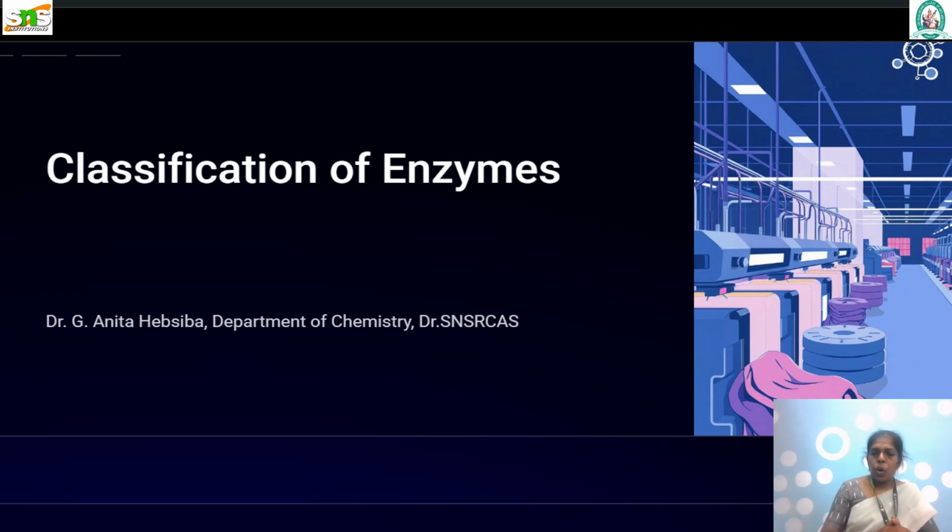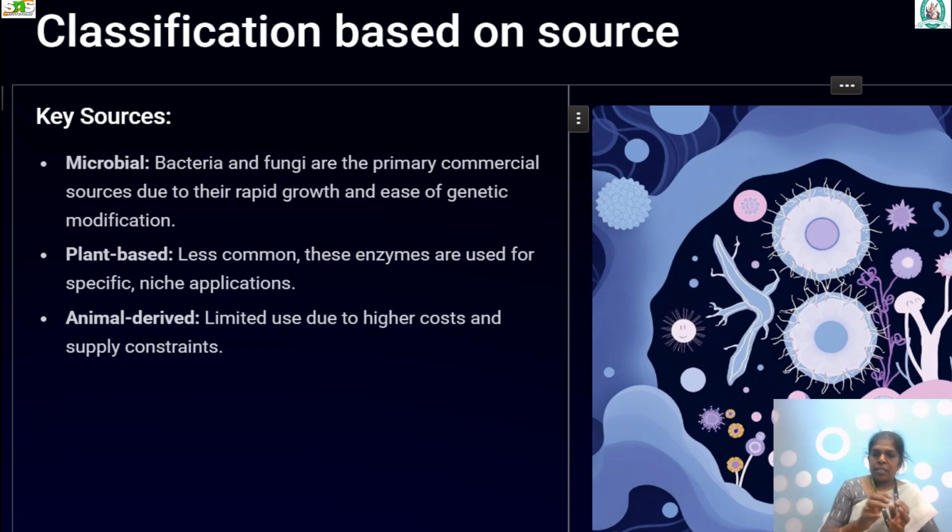In the previous video, we had a very brief introduction about the different types of enzymes which are being used in different areas. Now in this particular video, we will be discussing the classification of enzymes. Actually, enzymes are classified based on two different categories, one based on their source and the second one based on the way in which they react. First one is based on source.